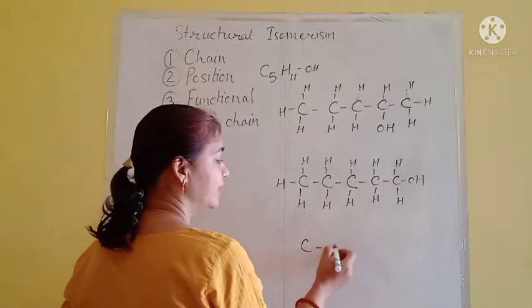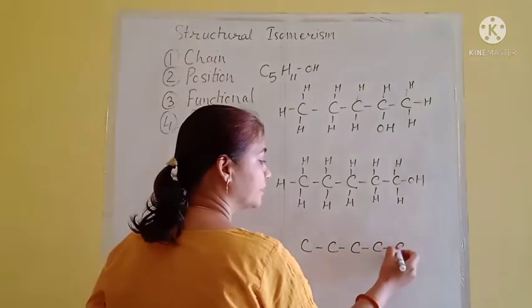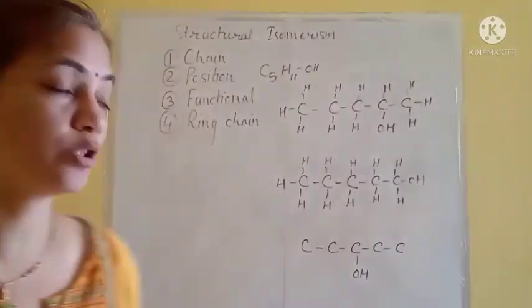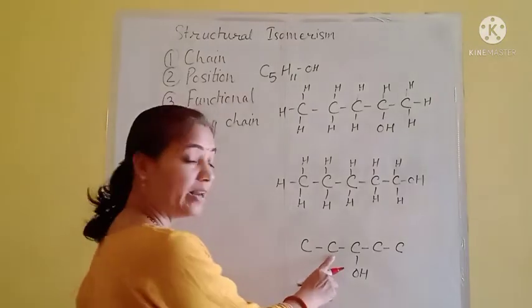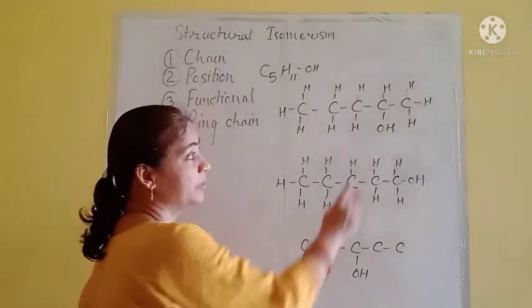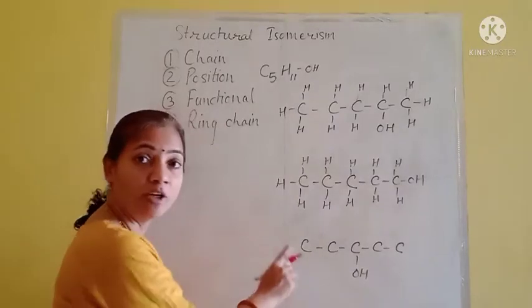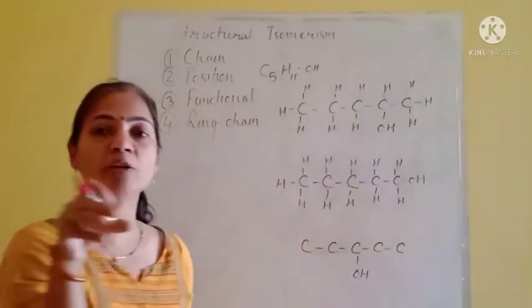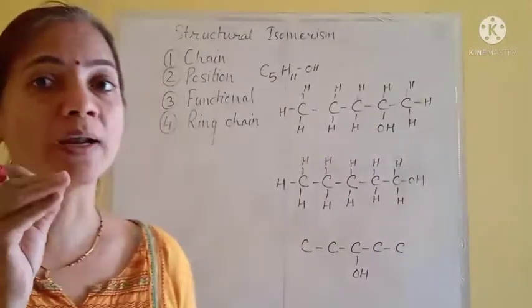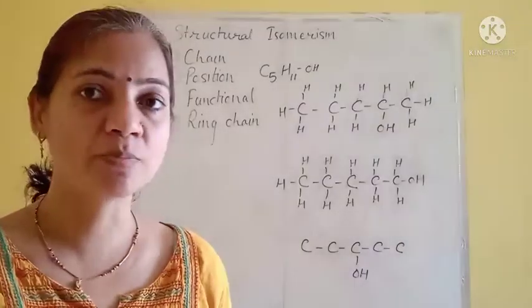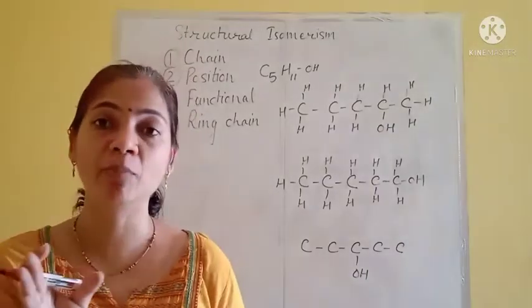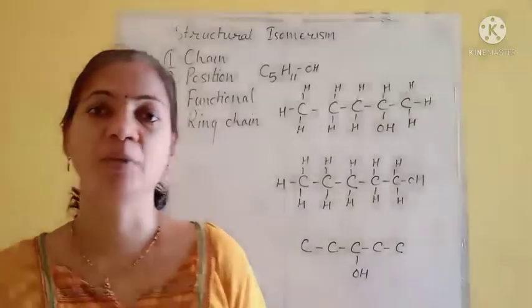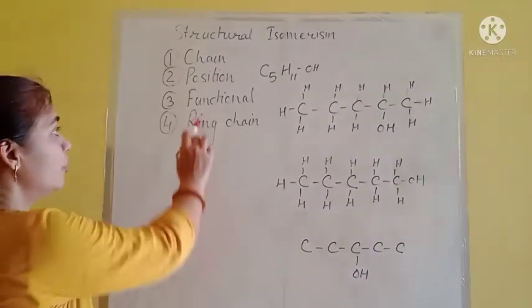What if I do it like this, and at this position we put an alcohol group? Yes, this is also one of the isomers. Putting the alcohol group over here, will it make an isomer? No, because that will be similar to this. Again, putting it over here will not make another isomer because it will be similar to the first one. So when you change the position of the functional group, or if a double bond or triple bond is present, when you change the position of the double bond or triple bond, then you get positional isomers.